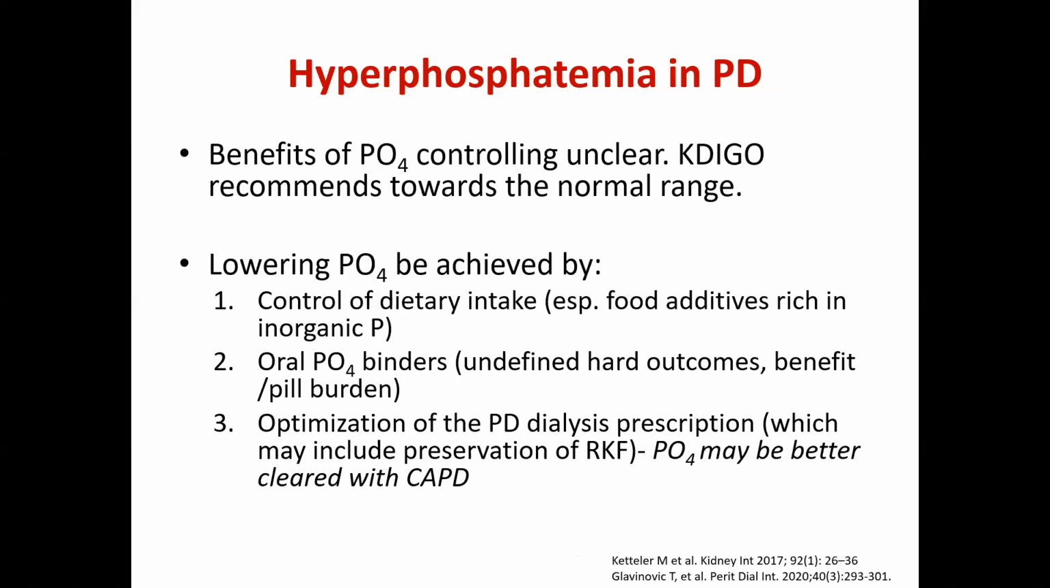However, the KDIGO, based on just an observational study, have recommended pushing the phosphate down towards normal range. All right, and this is usually achieved by dietary phosphate intake. You should spend time counseling your patients about food and how to minimize phosphorus intake in food. We use oral phosphate binders all the time, but again, to your surprise, there aren't any good randomized controlled clinical trials that have shown that using phosphate binders does really improve the hard outcomes, which is death. All right, and this should always be taken in the context of the benefit and pill burden. All right, and we should also look into optimizing the peritoneal dialysis prescription because obviously more dialysis and earlier residual kidney function do clear phosphate better, and more dialysis results in more phosphate removal.